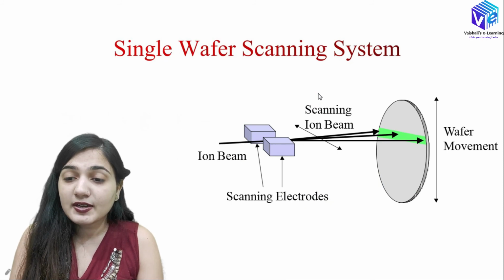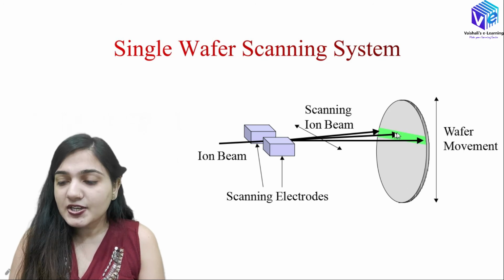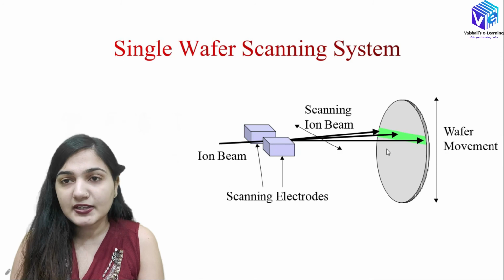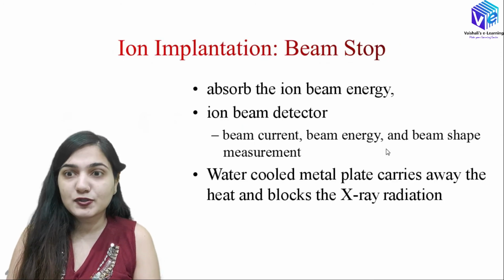Now coming to the single wafer scanning system. In the single wafer scanning system, we are using only the wafer movement. We are changing the position of the wafer with respect to the slit, and we are getting the doped region in the desired direction.